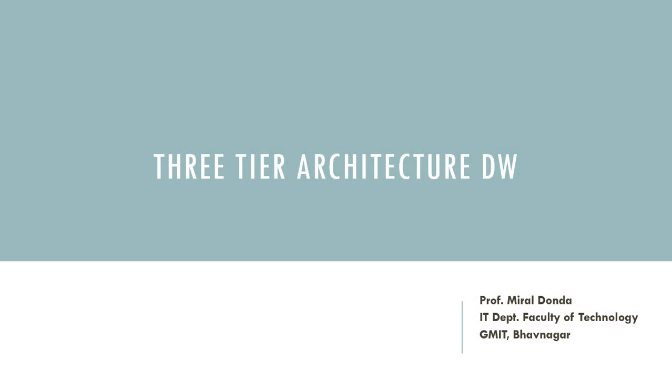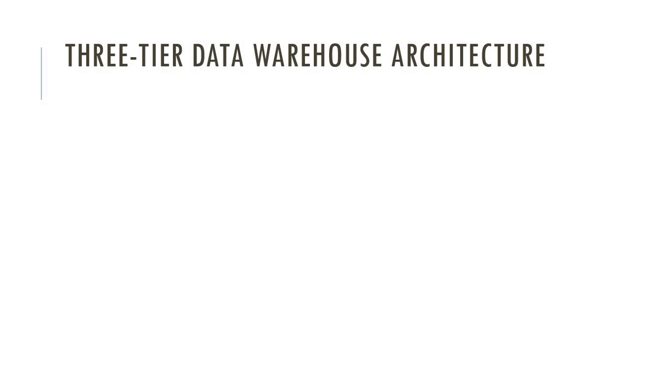Hello everyone. In today's session, we'll learn about the three-tier architecture of data warehouse. So let's start. The architecture consists of three layers or the three tiers. First is a bottom tier, second is a middle tier, and the third is a top tier. The first is a bottom tier. So the bottom tier consists of data sources, ETL tools, data warehouse, data marts, metadata, and monitoring and integration tools.